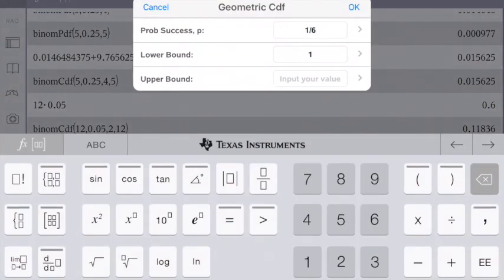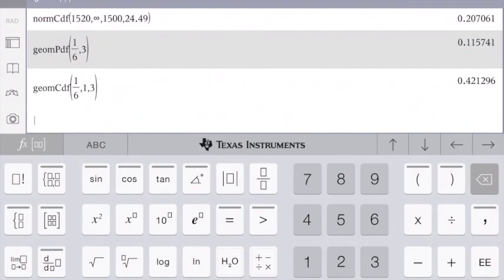Now we can't have 0 trials. We have to be able to roll at least once. 0 to 3. 0.42.